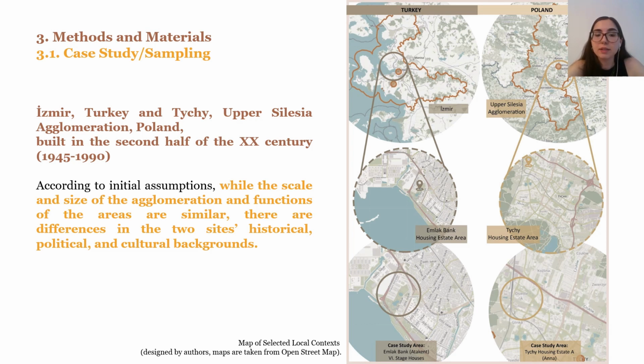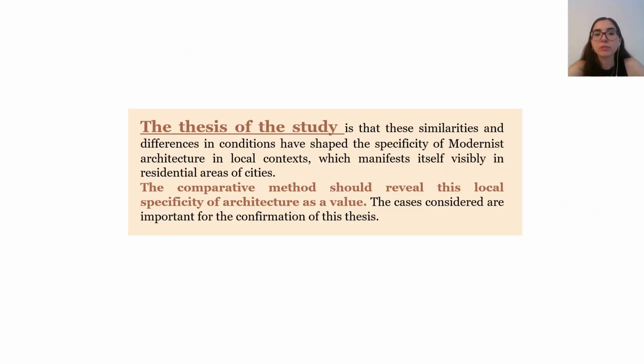As Azarian mentioned, every comparative study starts with a meaningful assumption that the selected cases are comparable. According to the initial assumption, while the scale and size of the agglomeration and functions of the areas are similar, there are differences in the two sides' historical, political, and cultural backgrounds. The thesis of the study is that these similarities and differences in condition have shaped the specificity of modernist architecture in local contexts, which manifests itself visibly in residential areas of cities.